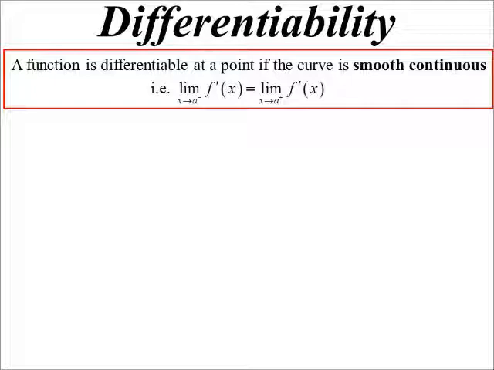The formal definition, which you don't have to worry about, but formally what we're saying is, well, the derivative when we approach from the left-hand side would be the same as the derivative from the right-hand side. So in other words, the slope of the tangent as you come from the left-hand side would be the same as from the right-hand side.